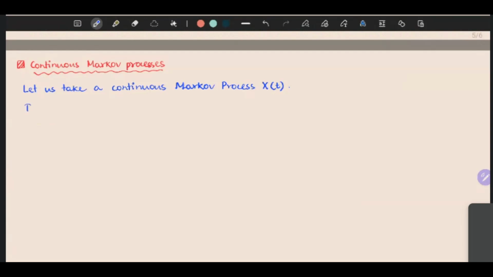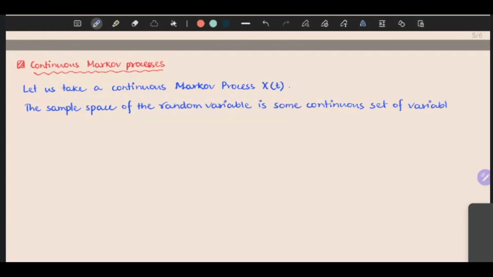The sample space of the random variable is some continuous set of variables. Okay.